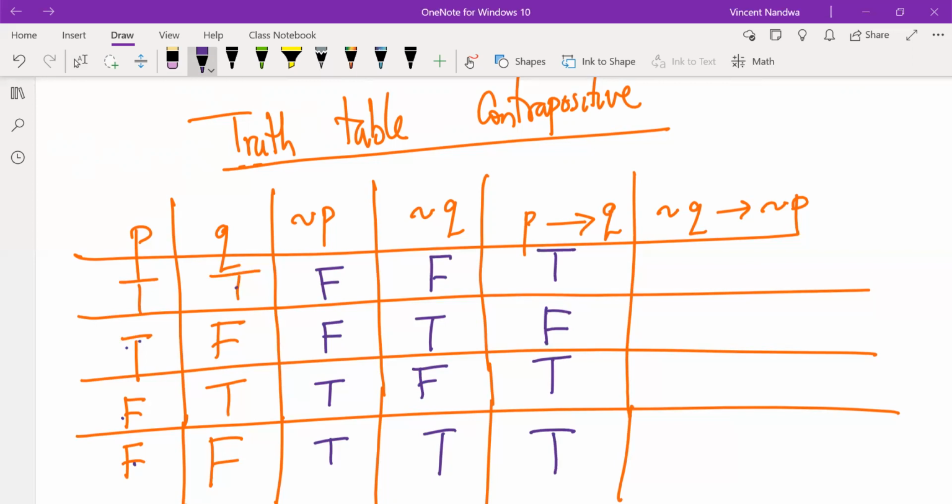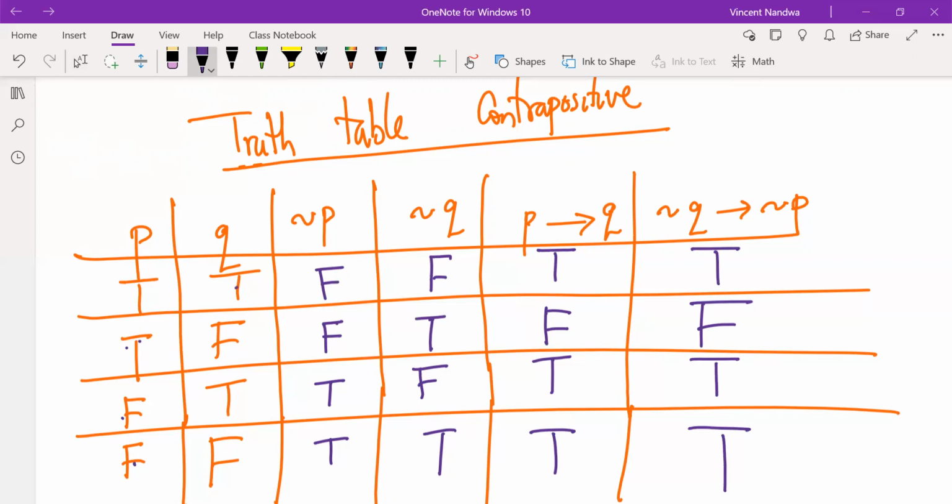And then not Q implies not P. Now we are starting with this column, ending with this other column, and we'll get a false truth value only when in this column we have true, and in this other column we have false. That is the only possibility, true and then false. So we'll have false, other things will be true.